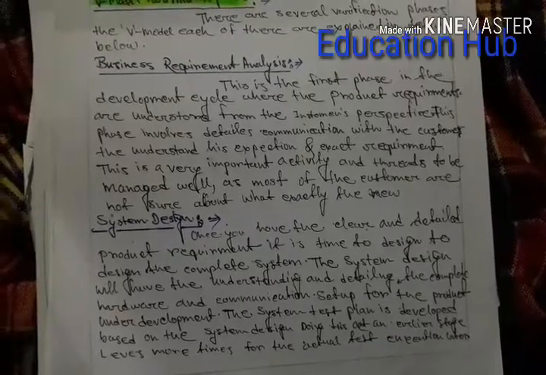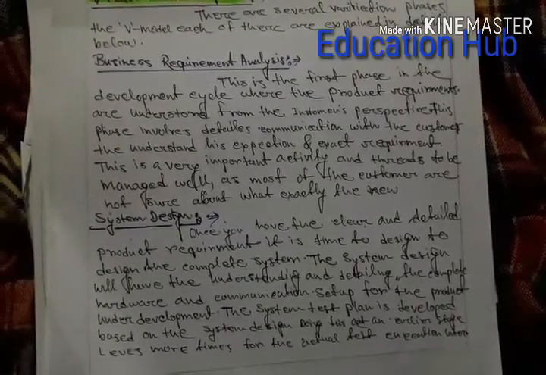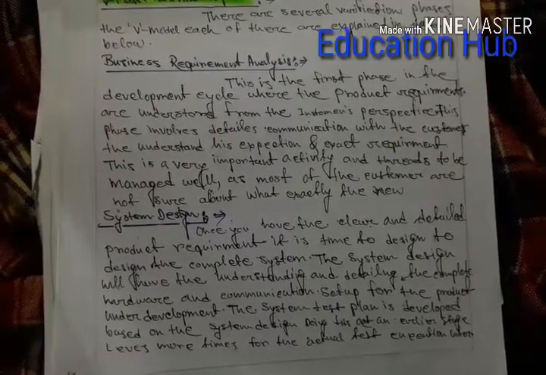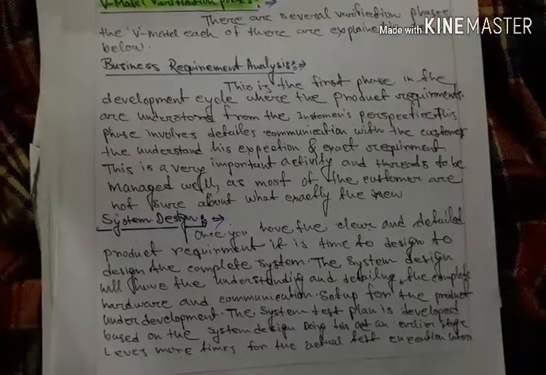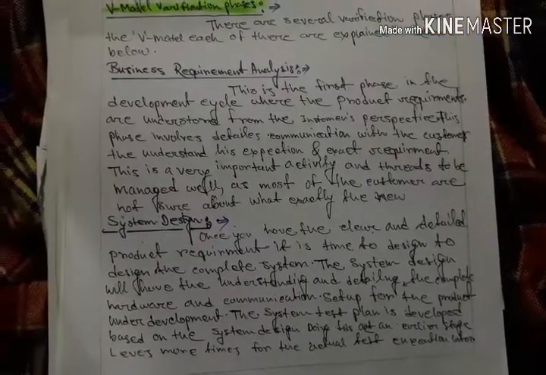First one, the business requirement analysis. This is the first phase of the development cycle, where what is required by the user will be checked and understood from the customer's perspective.